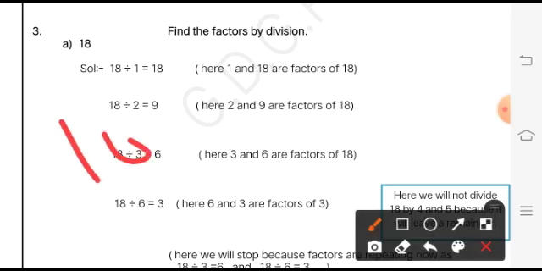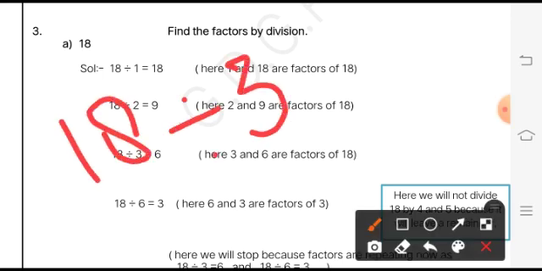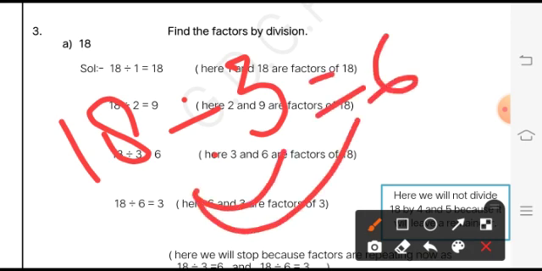We know that 18 exists in the table of 3. So when we divide 18 by 3, we get 6. That means both 3 and 6 are its factors. Then we know 18 does not exist in the table of 4 and it does not exist in the table of 5. So 4 and 5 are not its factors.